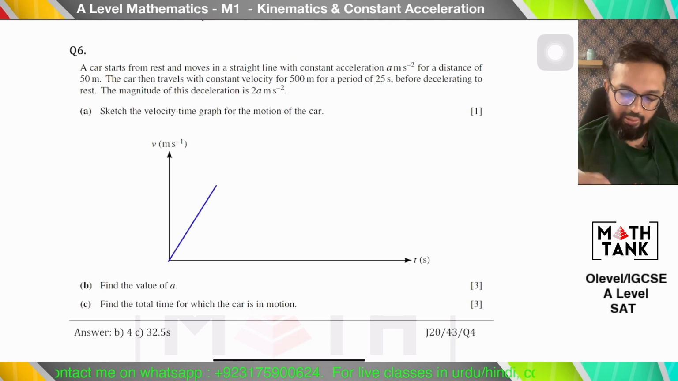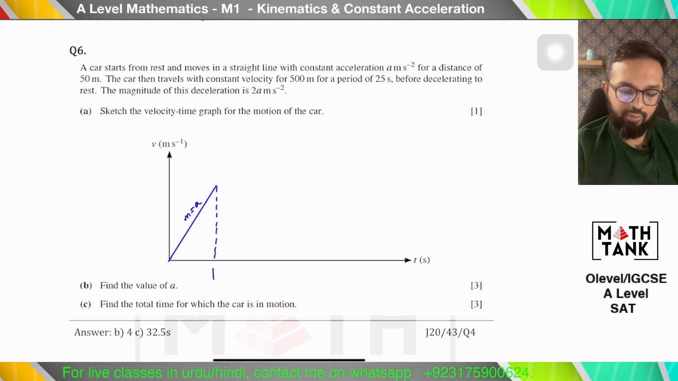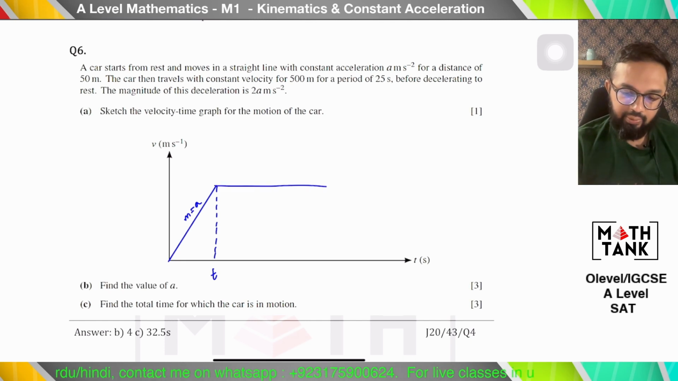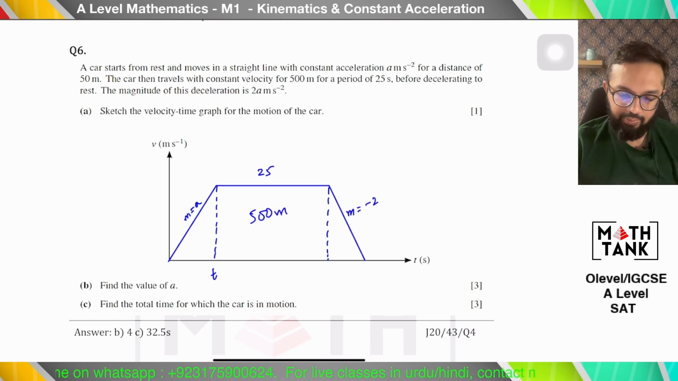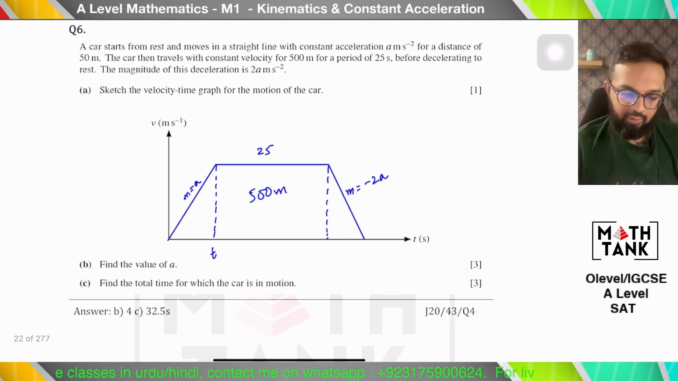So from rest, the acceleration is A, the time is unknown, let's call that T, then for 25 seconds. This area is 500 meters before decelerating. The gradient is minus 2a. Okay, find the value of a.